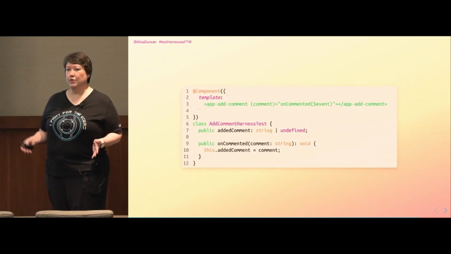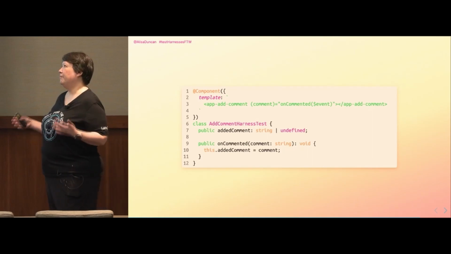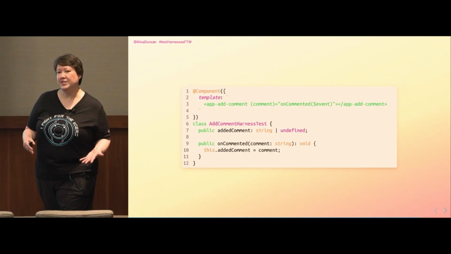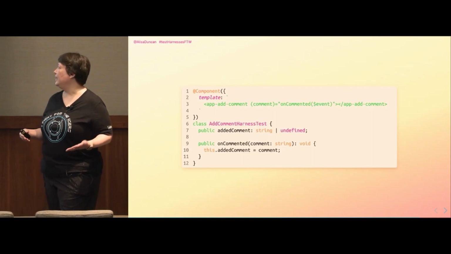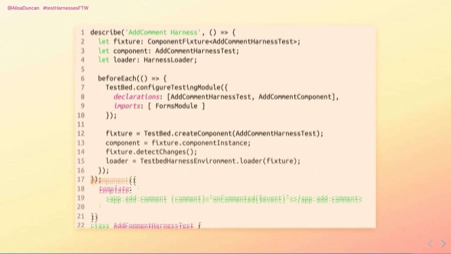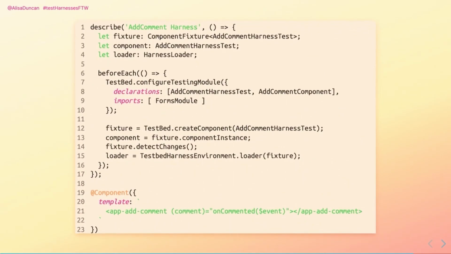To create a test host, you will create a component, but within the scope of your testing. And then you're going to bring in the original component that we created the test harness for, which is the app add comment. Now this special stub component within the scope of testing is then what we'll be using within our test.